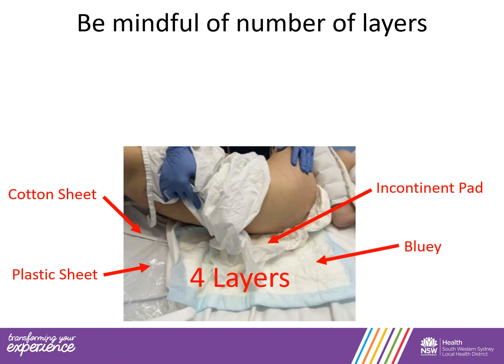And this is just an example of what we're trying to avoid. So in this example, we've got a patient with up to 4 layers: the cotton sheet, the plastic sheet, incontinence pad, and the bluey. That just creates too much risk of friction and heat, and then just increases the risk of developing pressure injuries and other associated risks to our patient.